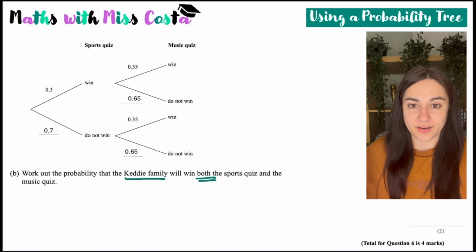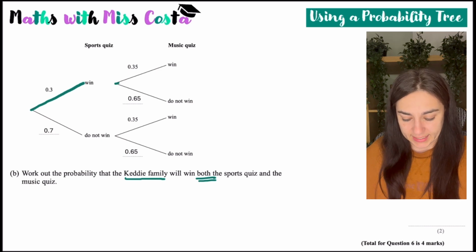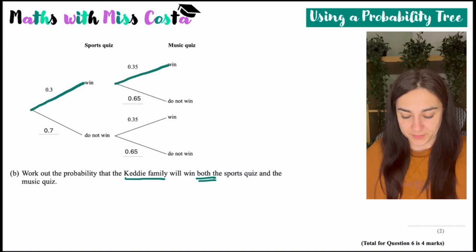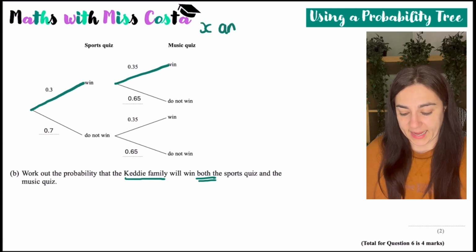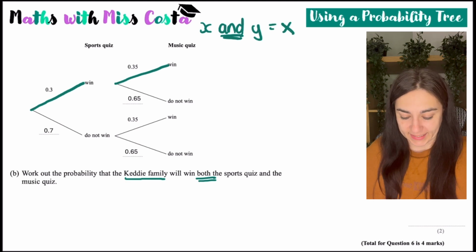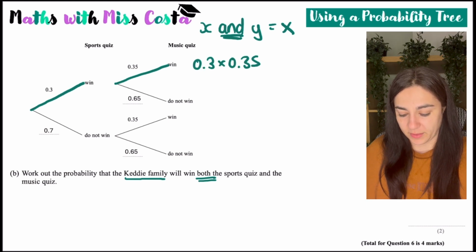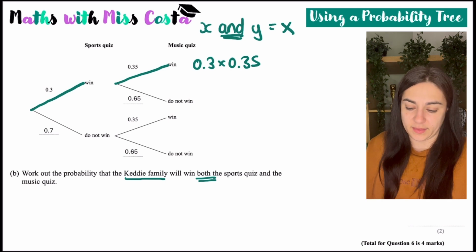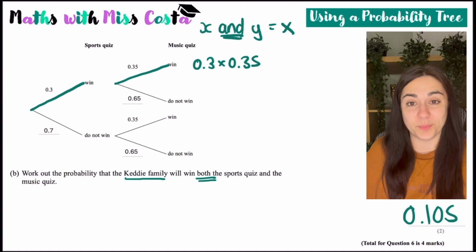So I think about what route can I take along my probability tree? Well, if I win the sports quiz, I go along this branch. And if I win the music quiz, I go along that branch. Now with probability, to work out the probability of, let's say, X and Y happening, you always multiply the probabilities. So when you go along your branches, you multiply. So I'm going to do 0.3 times 0.35, which leaves me with 0.105. So that would be the probability that they win both.